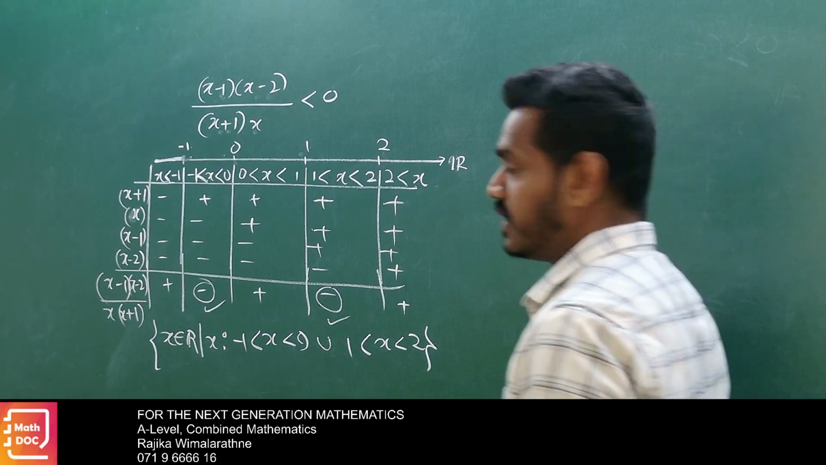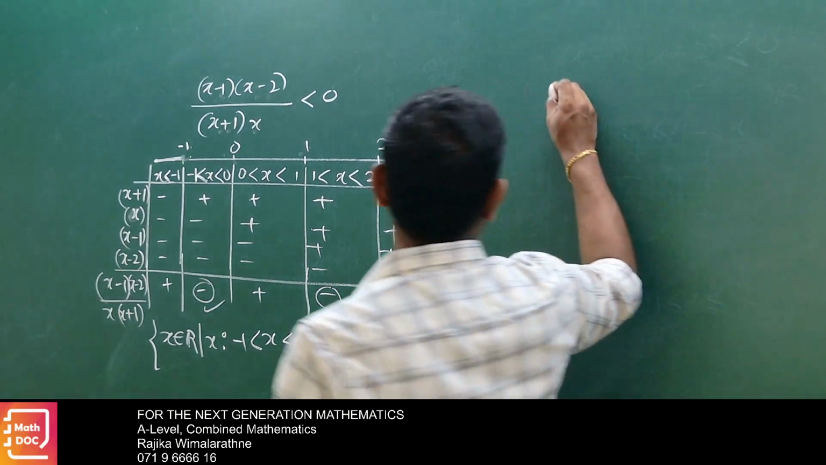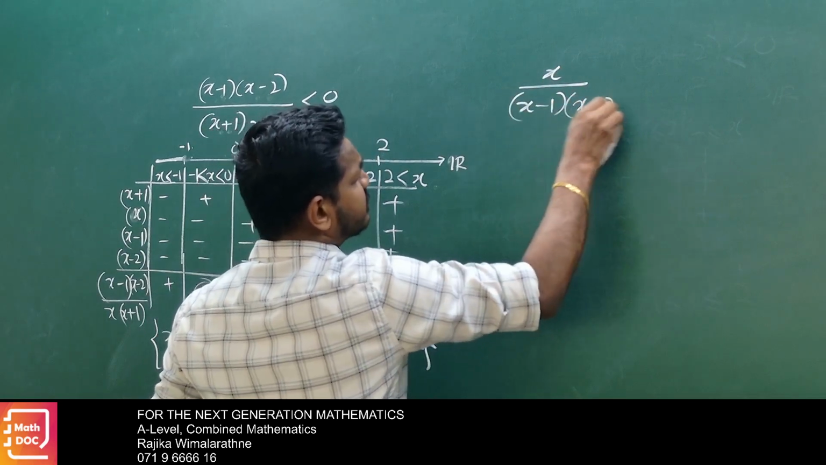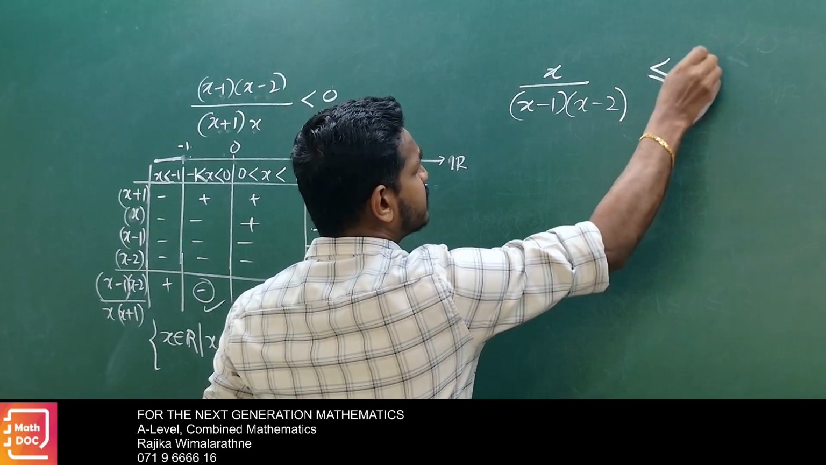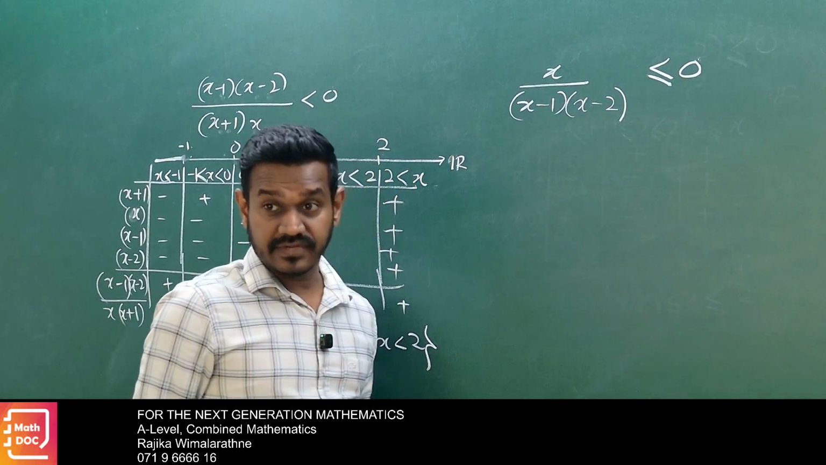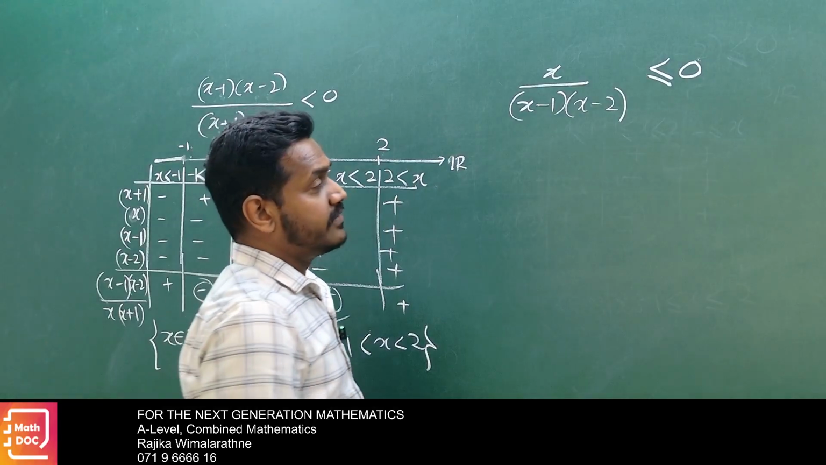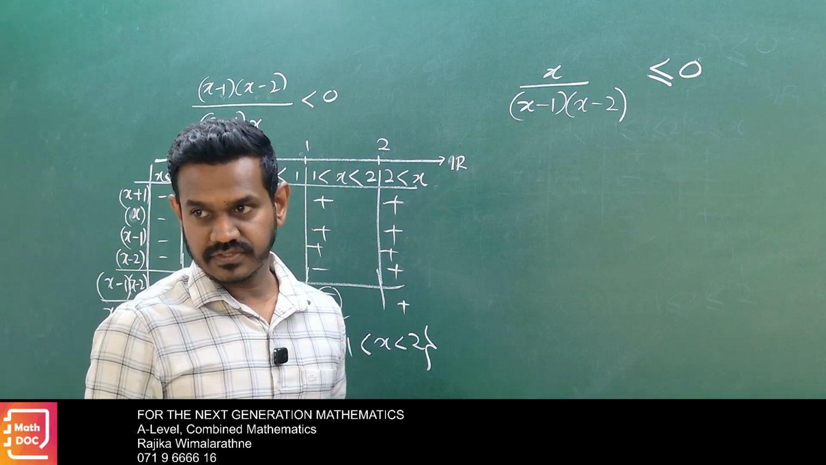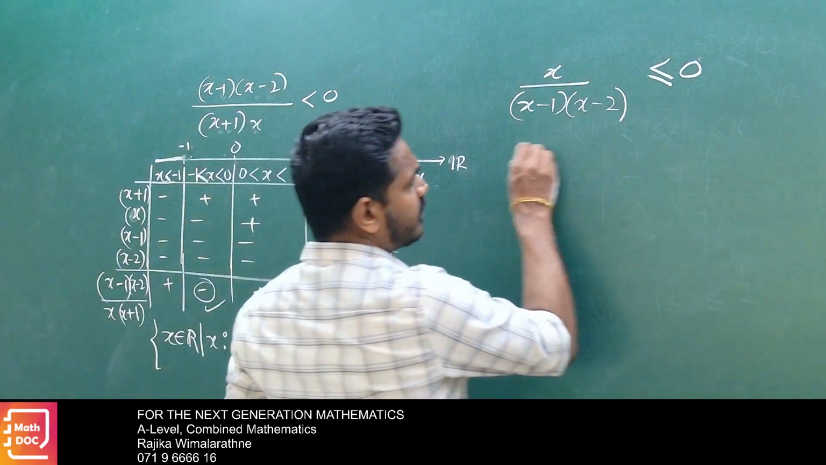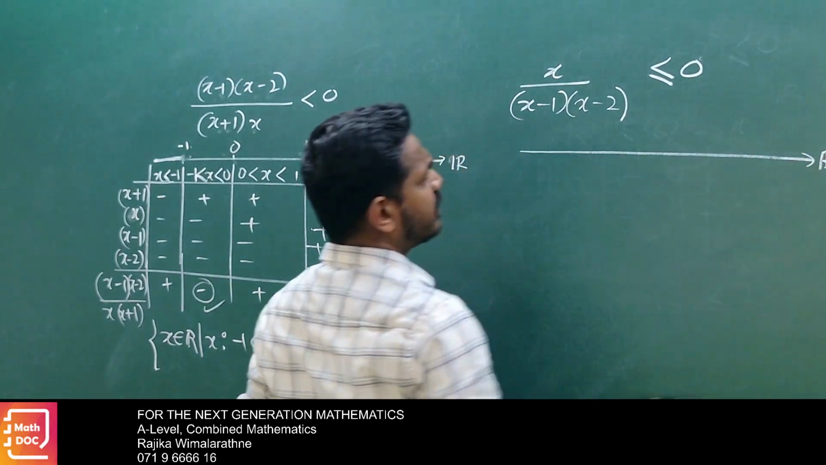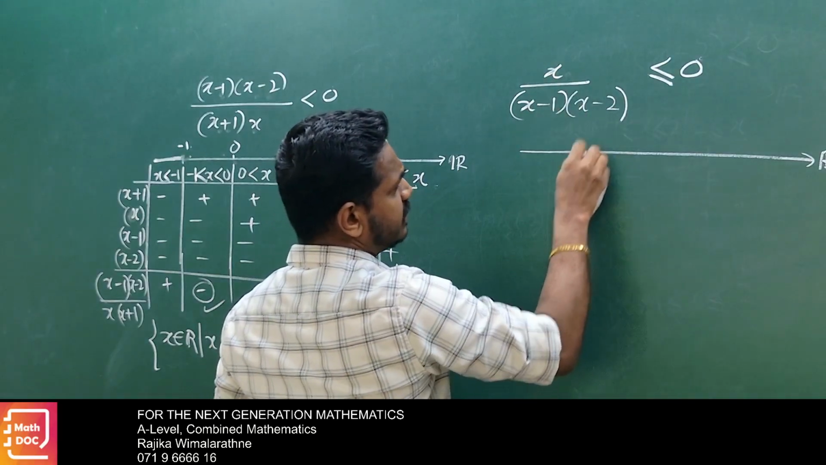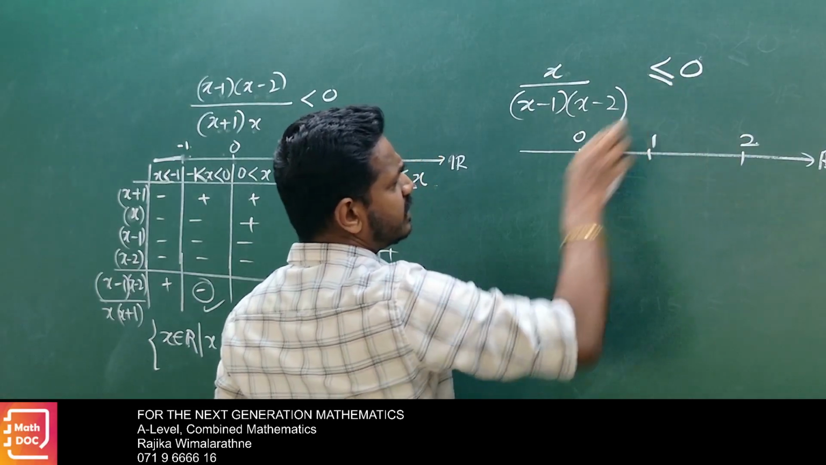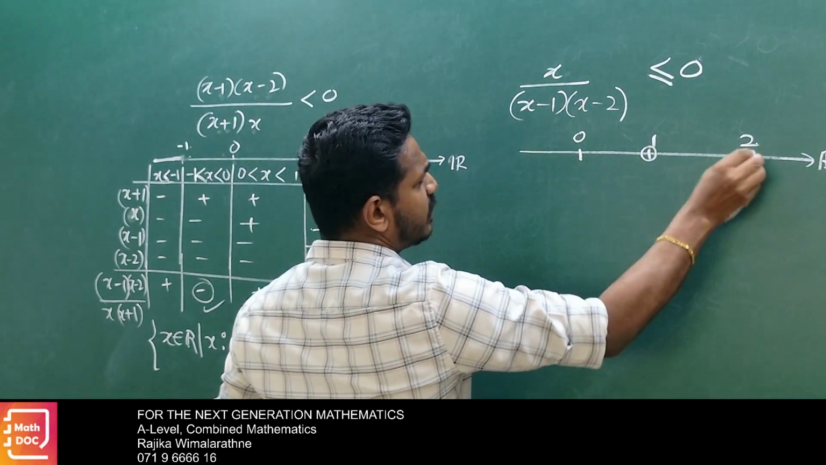Okay. Now you see another one. Here x over (x minus 1)(x minus 2) less than or equal to 0. So we have equality now. For a rational relation, we have to remove the denominator zeros, no? Then on the real number line, mark the zeros here: 0, 1 and 2. We have equality, but the denominator zeros 1 and 2 you have to remove.